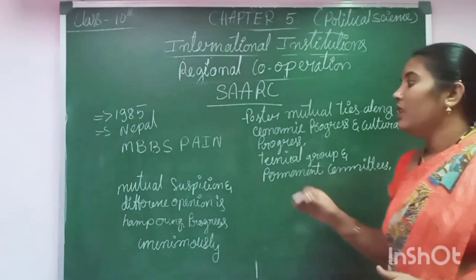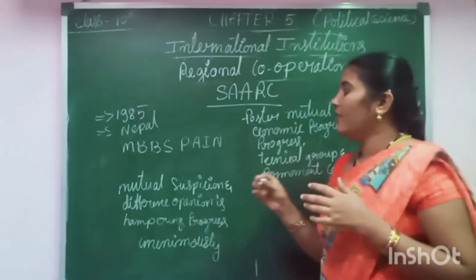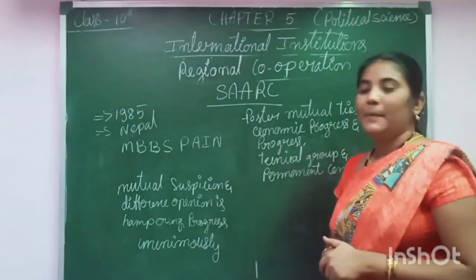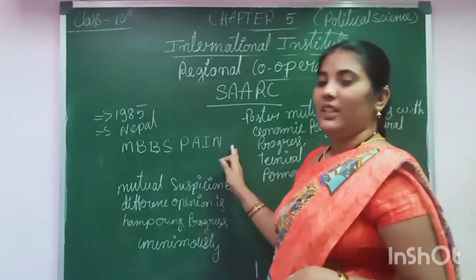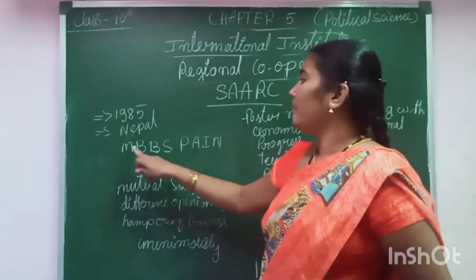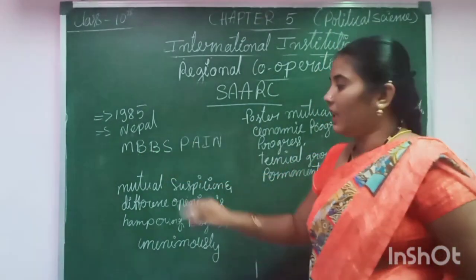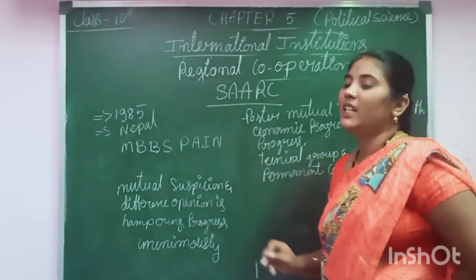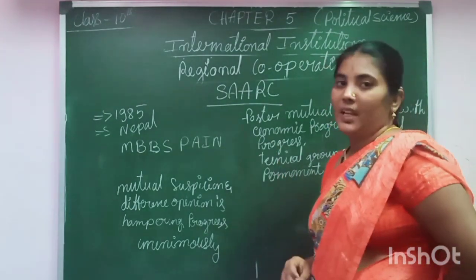So what are those 8 countries? For the purpose of memory, I made this group: MBBS Pen. Here 8 countries are there. What are those in MBBS Pen? The first one, M, means Maldives. B means Bangladesh. Then B means Bhutan. Then S means Sri Lanka. Then P means Pakistan. A means Afghanistan. Then I means India, and N means Nepal. Understand?